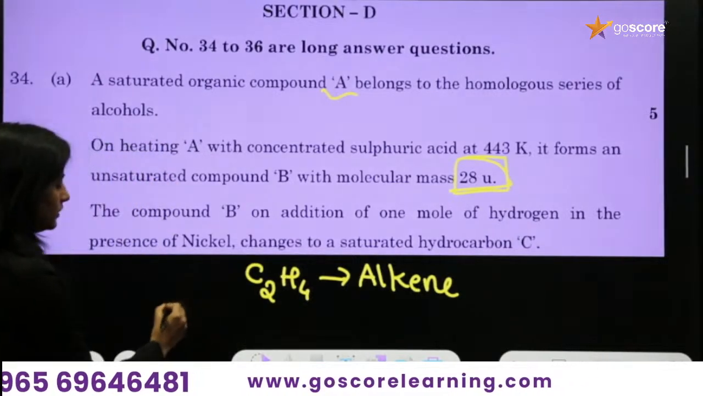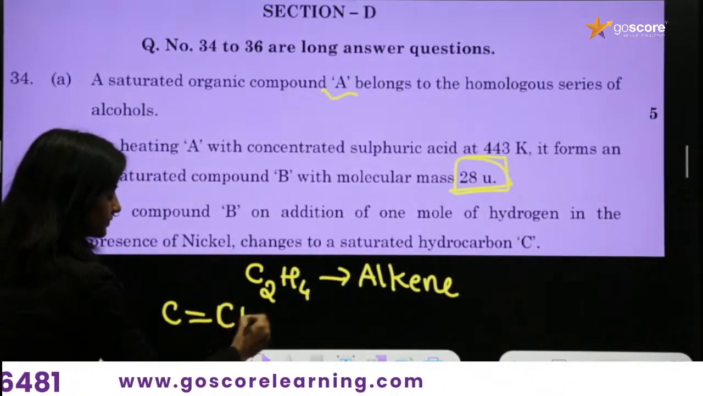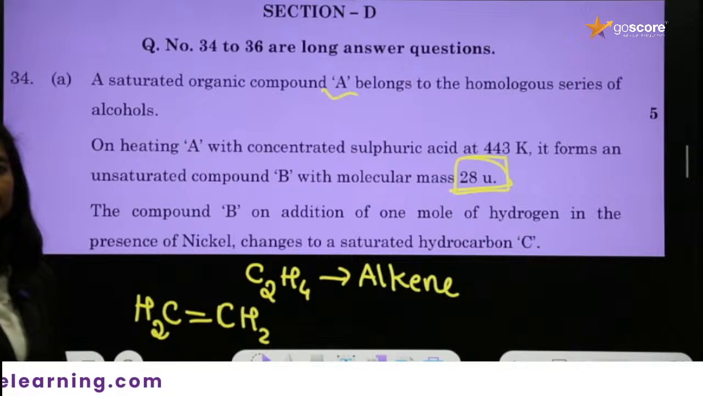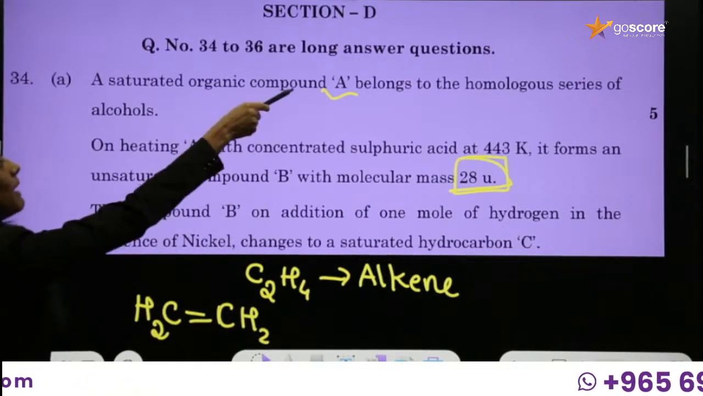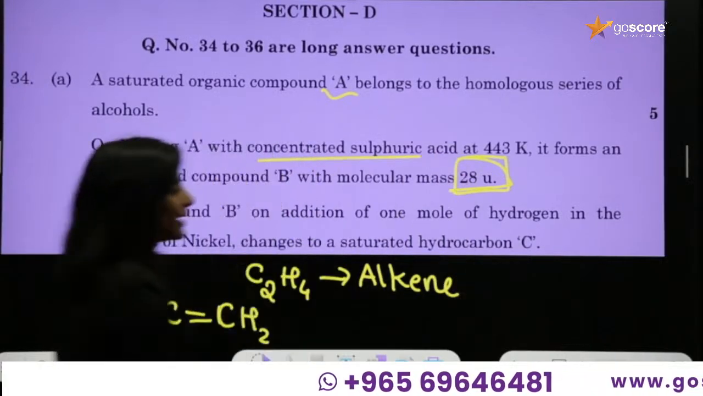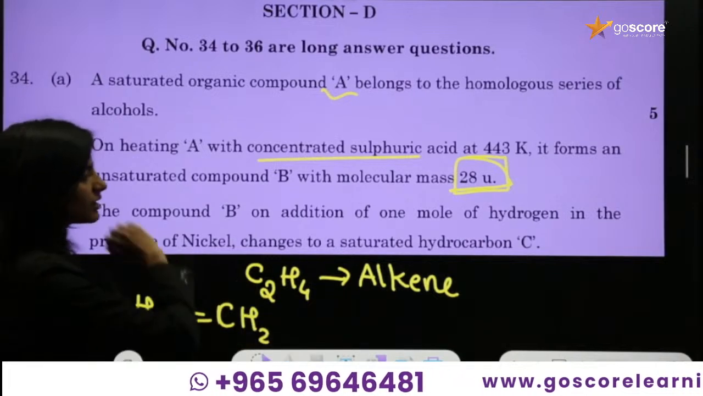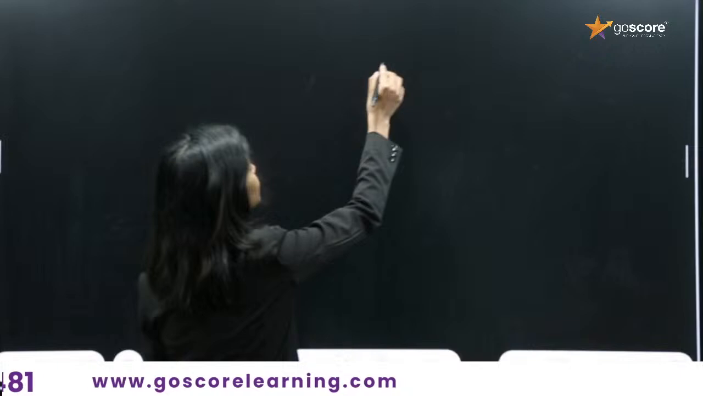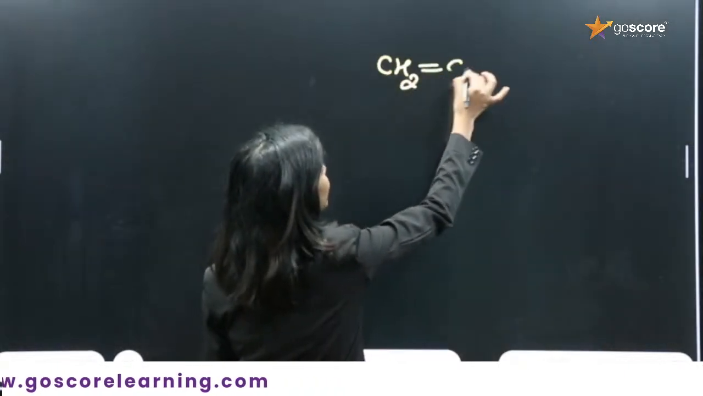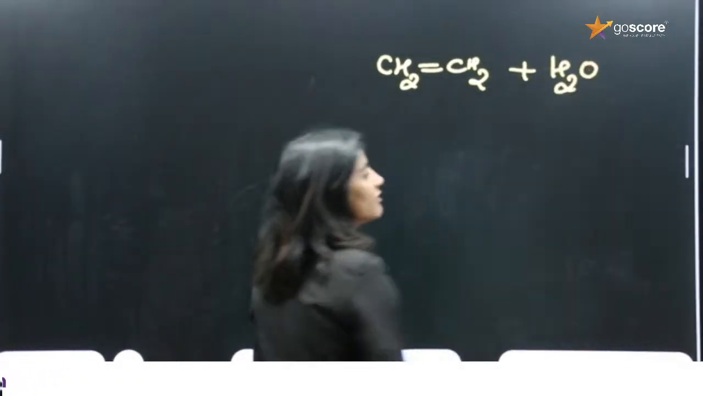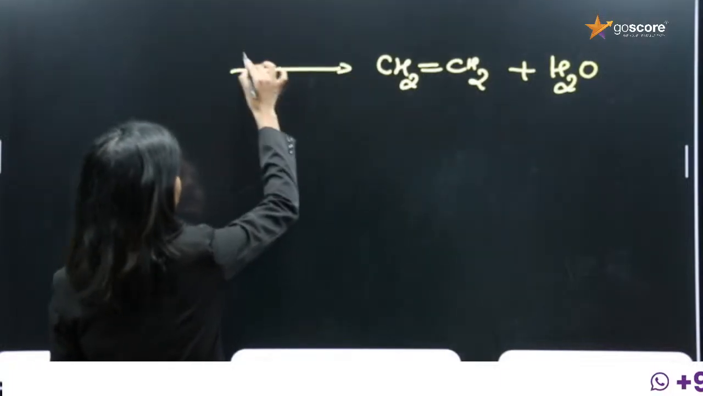The formula is going to be CH2=CH2. This is the product that we got by heating A along with the concentrated sulfuric acid. I'll write it on the other page, that will be better. So we got CH2=CH2 as a product along with the water molecule, because we are adding the concentrated H2SO4.